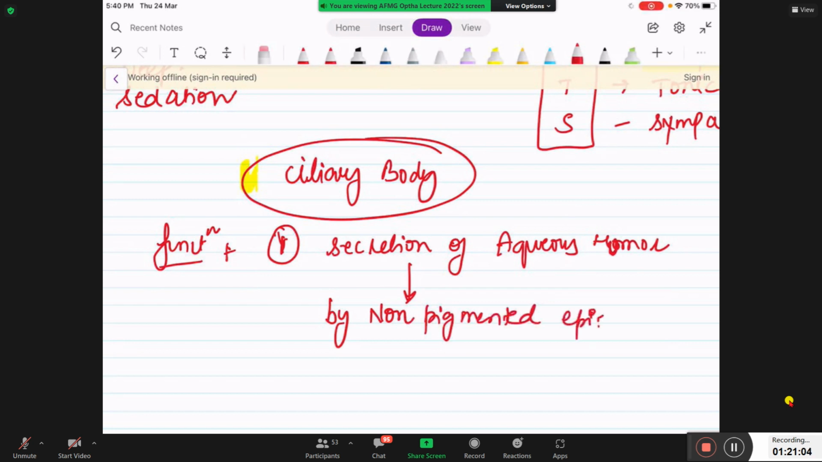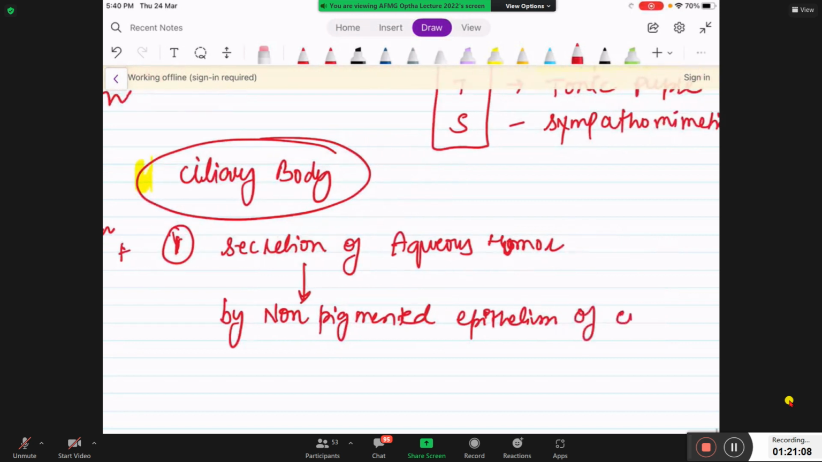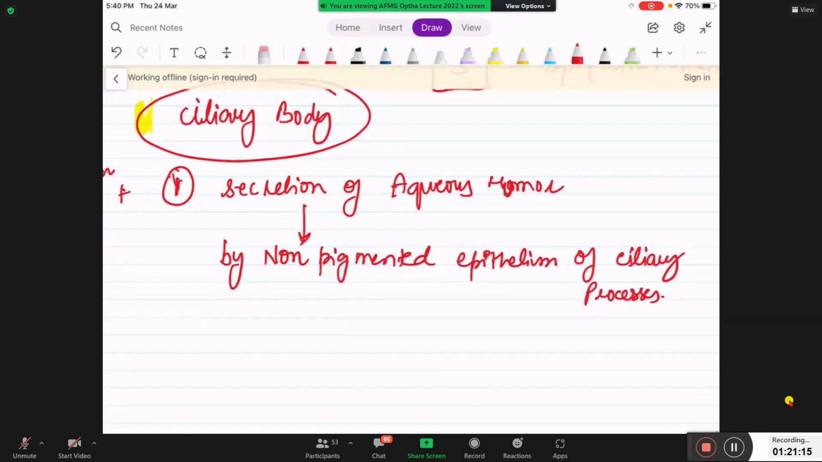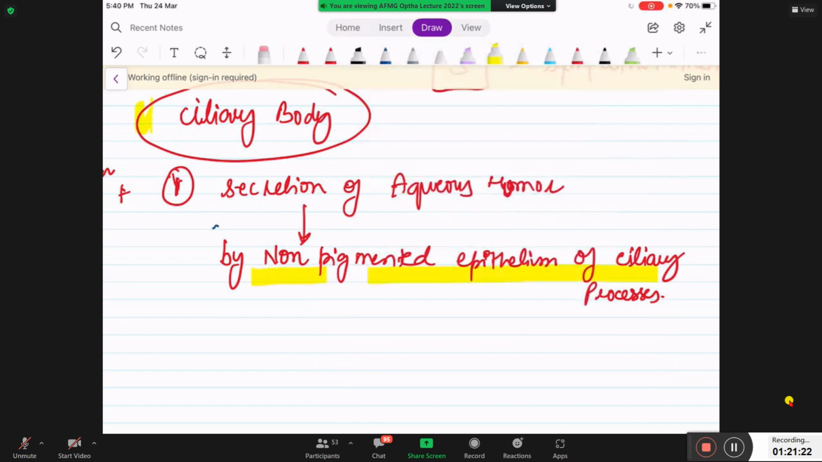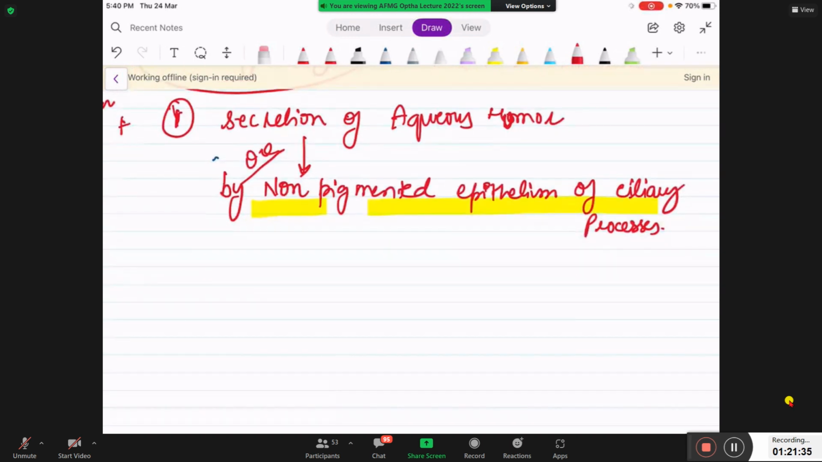Then the answer will be that it is secreted by the non-pigmented epithelium of the ciliary processes. So you have to remember this one. Important from your exam point of view. They will ask you the epithelium of the ciliary body by which aqueous humor is secreted. Then the answer will be non-pigmented epithelium of ciliary processes. Clear?